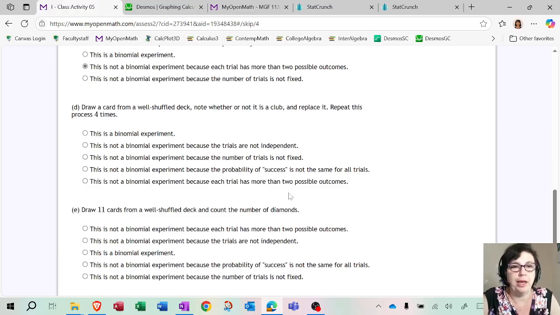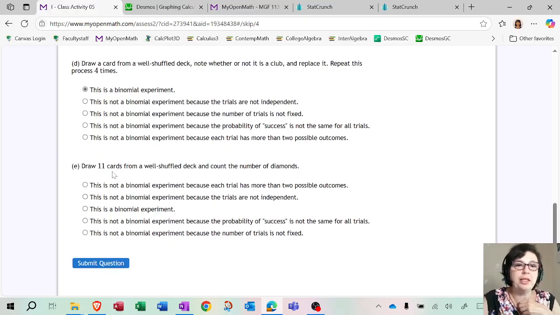In the next example, which is really tricky, it says, we draw a card, note whether it's a club, replace it, and we repeat it 4 times. Is that really a binomial? Let's think about that. I'm taking it 4 times, right? So I know the number of trials is fixed. Every time I'm looking at whether it's a club or not a club, so there are 2 possible outcomes. The chance of a club is 1/4 the whole time. And trials are independent. In other words, the chance that I get a club the next time around will not depend on the previous because I'm replacing the card. I'm putting it back in the deck and reshuffling it. Looking at all of that, I do not see any problem. So I think this is binomial.